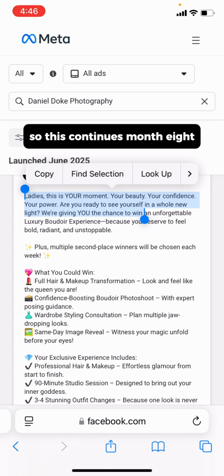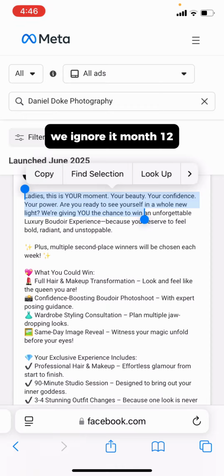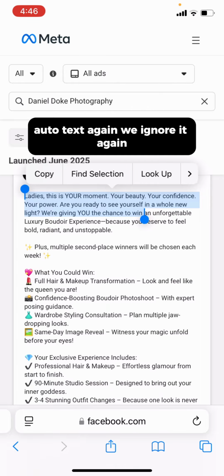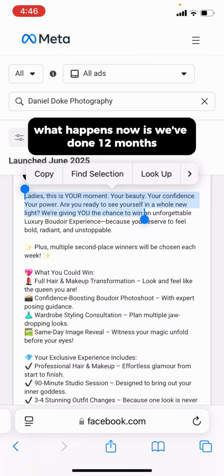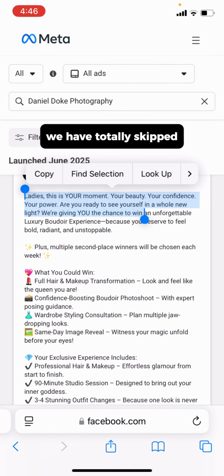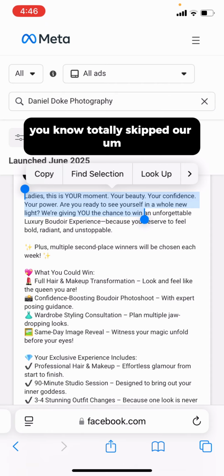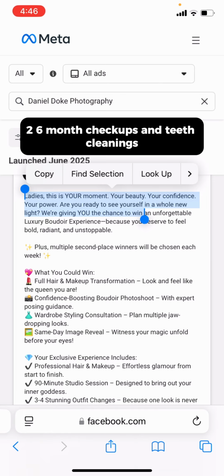So this continues. Month 8, we get texted again, we ignore it. Month 10, we're texted again, we ignore it. Month 12, auto texted again, we ignore it again. So what happens now is we've done 12 months, we have totally skipped our 2 6-month checkups and teeth cleanings.